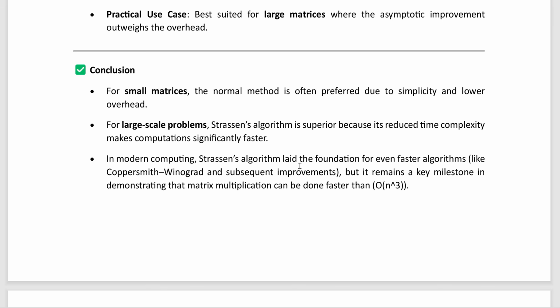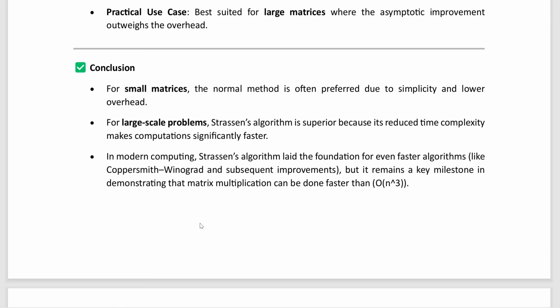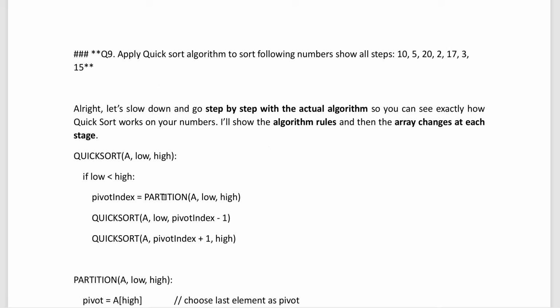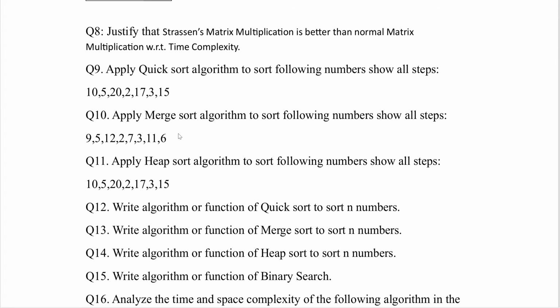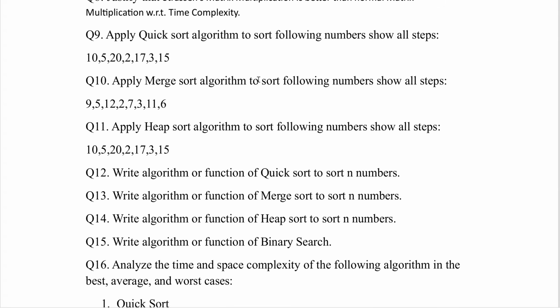In modern computing, Strassen's algorithm laid the foundation for even faster algorithms like Coppersmith-Winograd and subsequent improvements. But it remains a key milestone in demonstrating that matrix multiplication can be done faster than big O of n to the power 3. Let us now solve question number 9. Apply the quicksort algorithm to solve the following numbers by showing all the steps in computation. So we have been given these numbers: 10, 5, 20 up to 15.